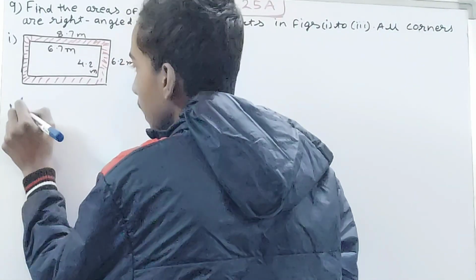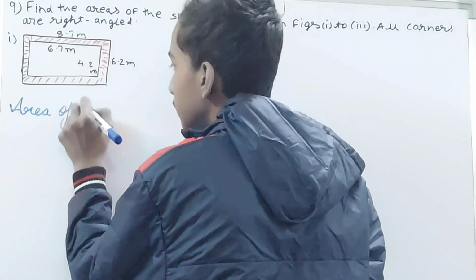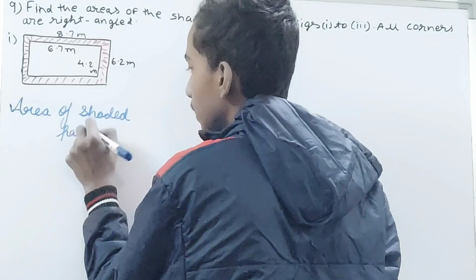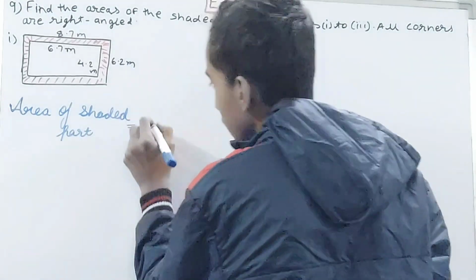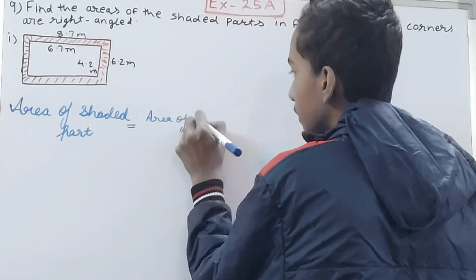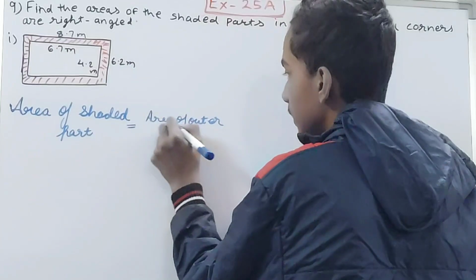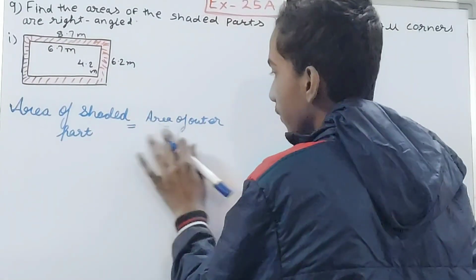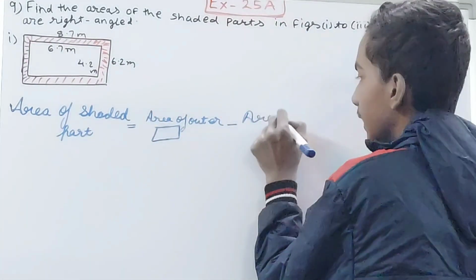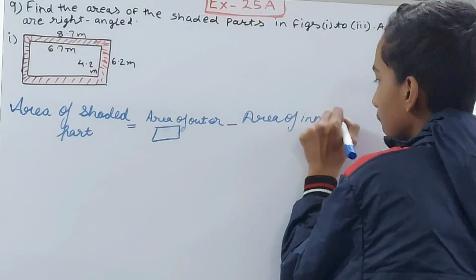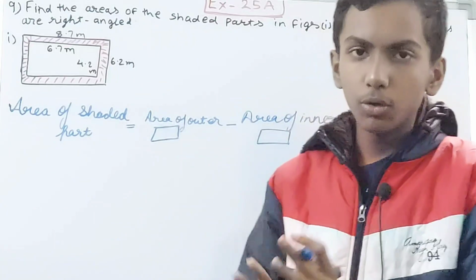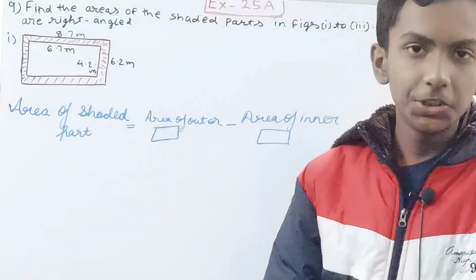See, area of shaded part is equal to area of outer rectangle minus the area of inner rectangle, right? This formula, or you can say this principle, whatever you want to call it, we will use all the time in most of the questions to find the area of the shaded region.